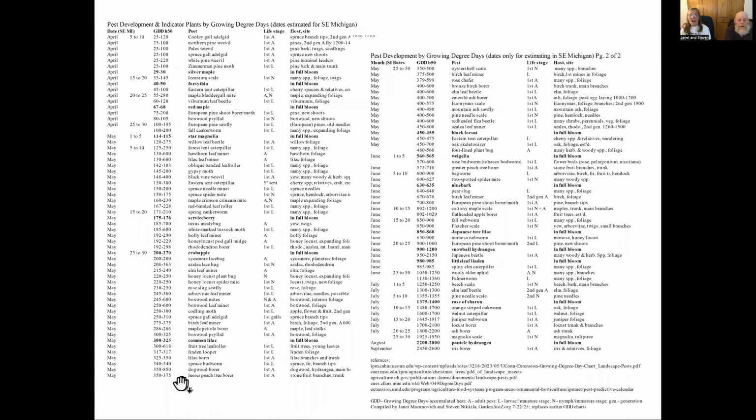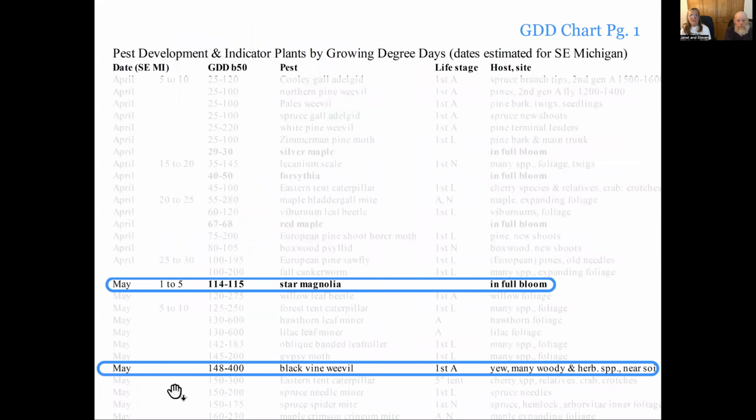Okay. So ours, we gave you, and we started this 25 years ago, keeping track of ours, and we've only just redone it to include the trees and shrubs and check on some things. So I can look and say, I've got a star magnolia. I can notice that when it's in full bloom, that's a time when black vine weevil is likely to be coming out.